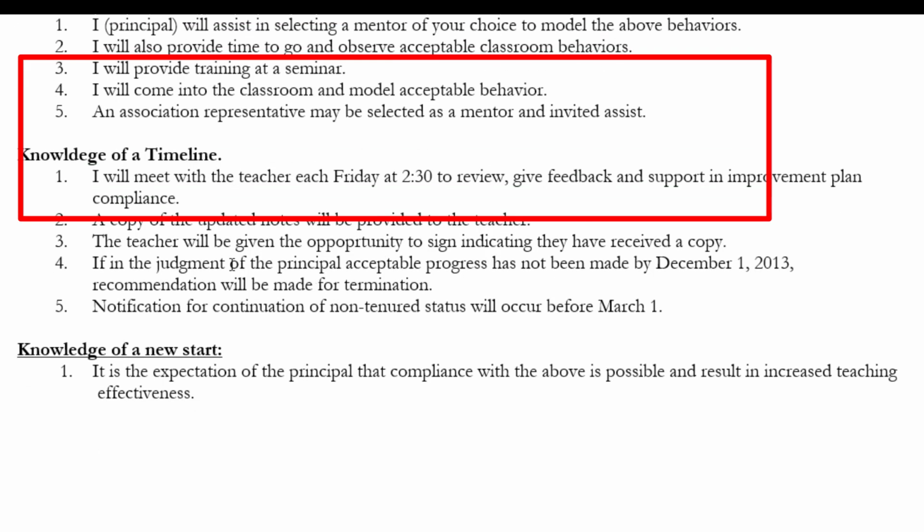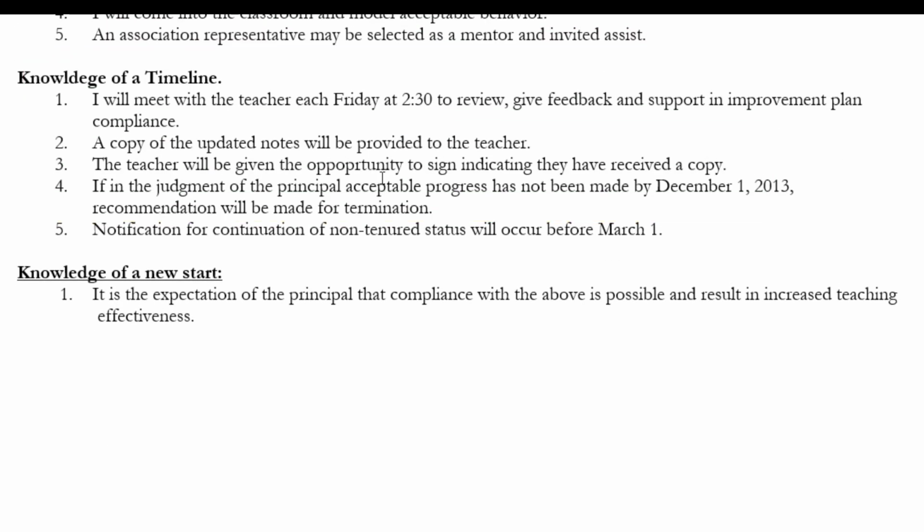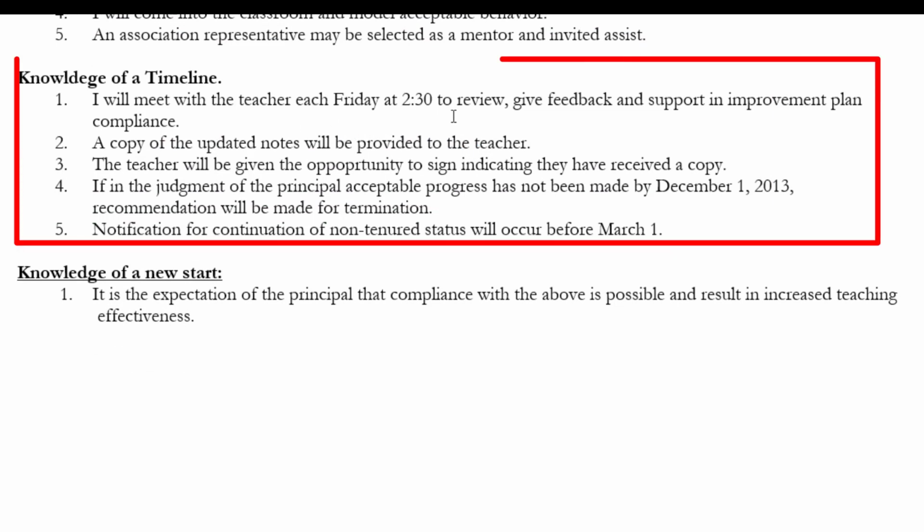Knowledge of a timeline. I put in writing that I will meet with the teacher every Friday at a specific time to get feedback, to go over what we did during that week. Any notes that we had, I'll give the teacher a copy. I'll keep a copy. I have the secretary there to also take notes of the meeting. I give them a chance to initial that they received a copy of the notes.